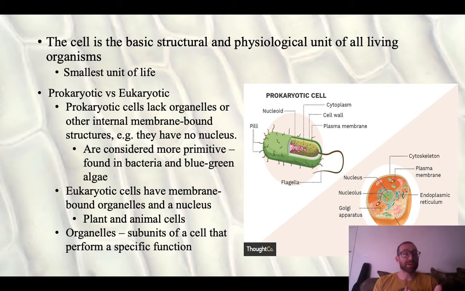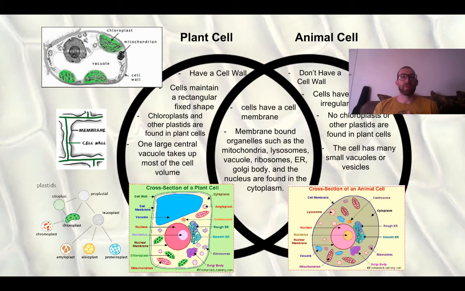So our prokaryotic cells lack organelles or other internal membrane-bound structures, and importantly, they have no nucleus. They are more primitive, so they're found in bacteria and blue-green algae. Now, our eukaryotic cells do have membrane-bound organelles and a nucleus, and they are our plant and animal cells, and it's the eukaryotic cells that we're going to be focusing on. Now, I say eukaryotic cells are both plant and animal cells, and we're in plant science. We're going to be looking at plant cells, so we should know the distinction between them, right?